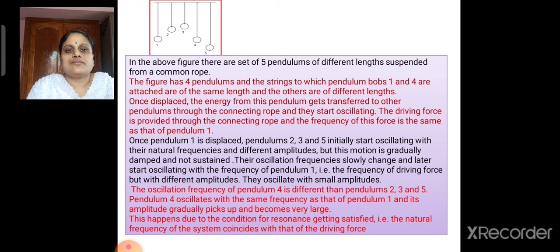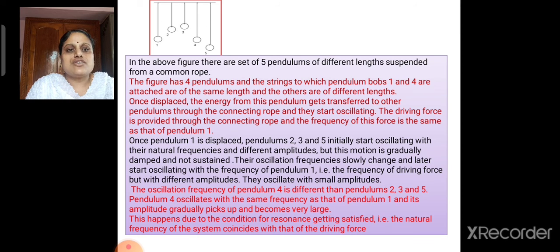Once pendulum 1 is displaced, pendulums 2, 3 and 5 start oscillating with their natural frequencies with different amplitudes, but this motion is gradually damped and not sustained. Their oscillation frequencies slowly change and later they start oscillating with the frequency of pendulum 1, that is the frequency of the driving force, but with different amplitudes. That is, they oscillate with smaller amplitudes.